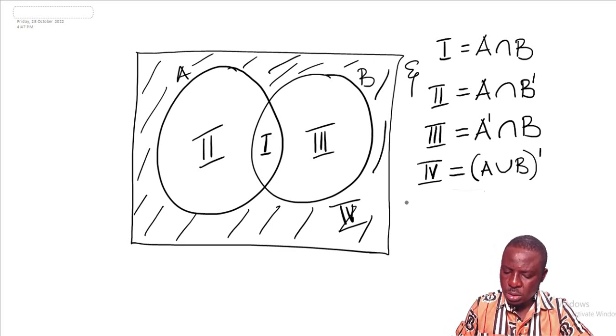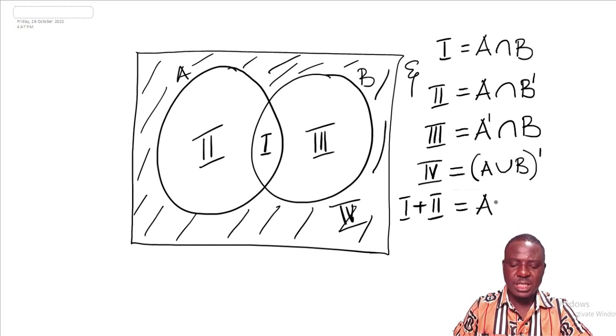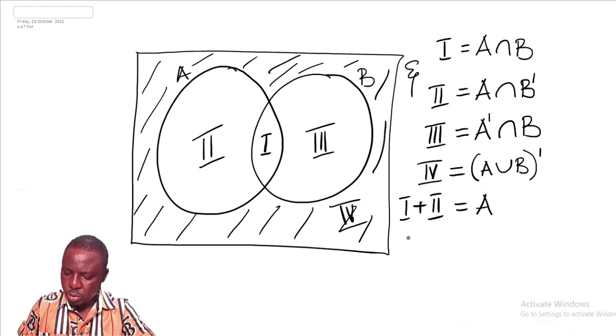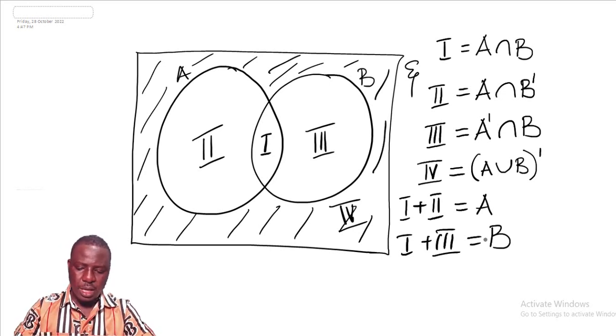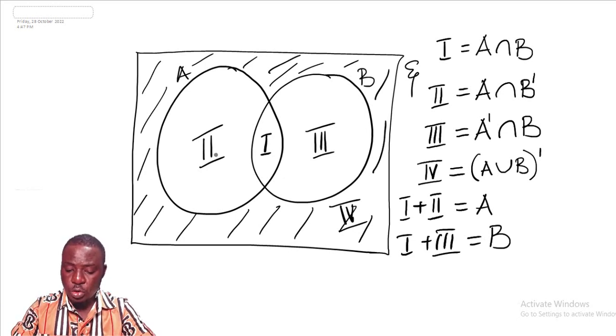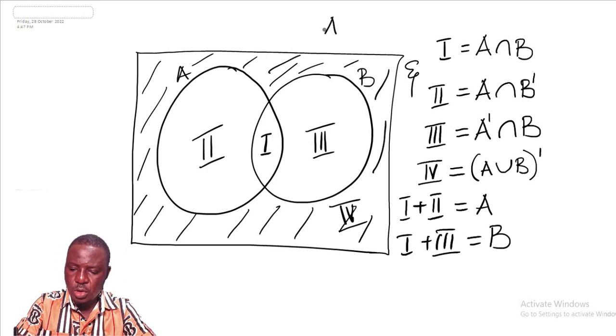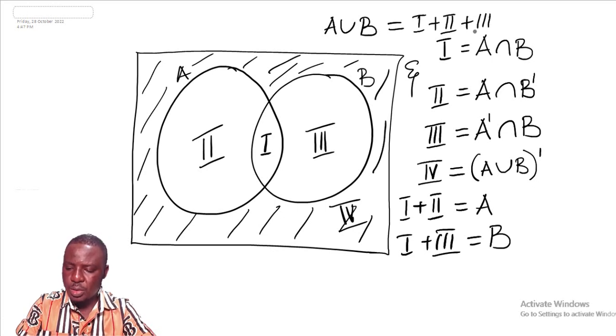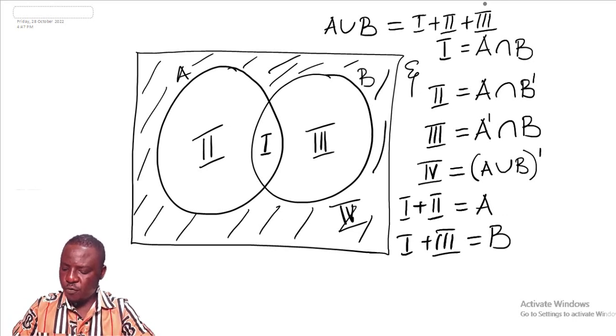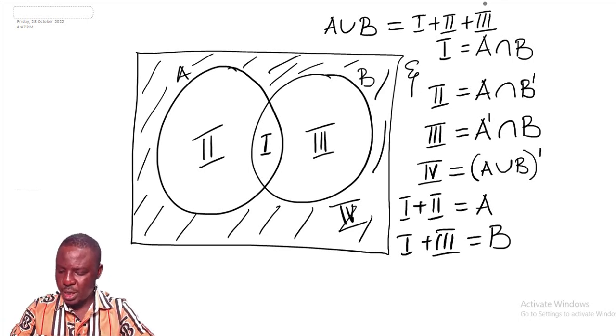Also, region 1 plus region 2 can be said to be elements you can find in A, while region 1 plus region 3 can be said to be elements you can find in B. If you add up region 1, 2, 3, we refer to them as the union of A and B. That is, A union B is said to be equal to region 1 plus all in region 2 plus all in region 3. While region 4, I said, is A union B prime.